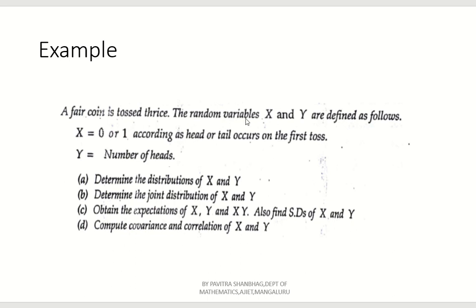The random variables x and y are defined as follows. See, x takes either 0 or 1. According as what? Head comes first, then 0. Tail comes first, then 1. And y represents what? Number of heads only. Now, first one, determine the distribution of x and y. Determine the joint distribution of x and y. Obtain the expectation of xy as well as standard deviations of x and y, and compute covariance and correlation of x and y.